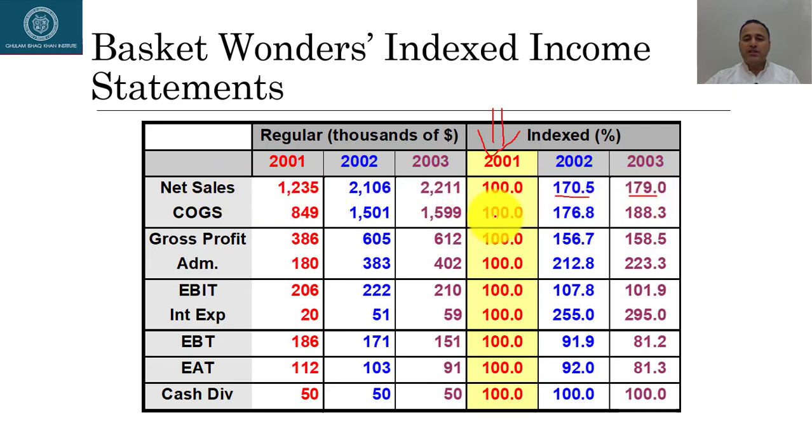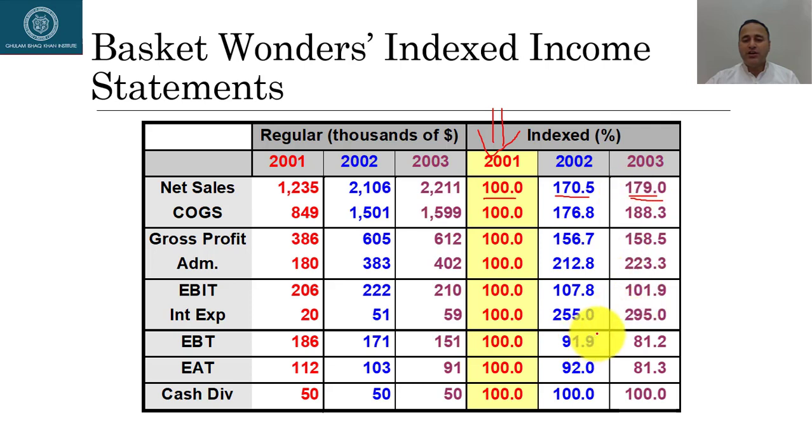So how do we interpret, for example, net sales? So if net sales in 2001, let's say, were 100%, in 2002 they increased by 70.5%, and now the new level is 170. In 2003 it increased by 79%, and how do I get this 79%? It's pretty simple. 179 minus 100. It gives you a percentage increase in this situation, but it may actually show you a decrease as well.